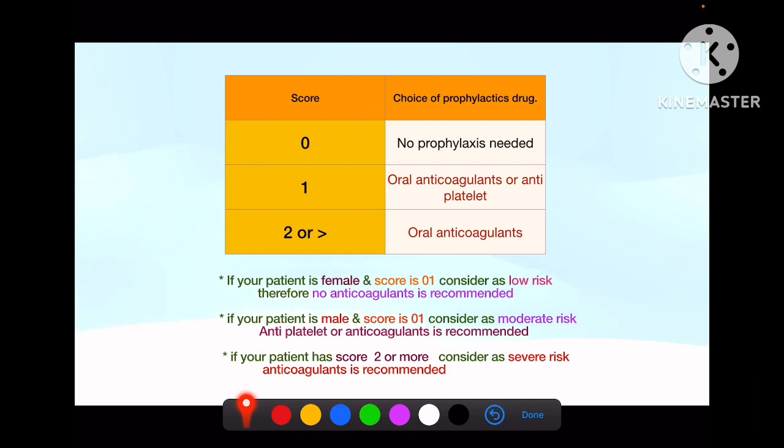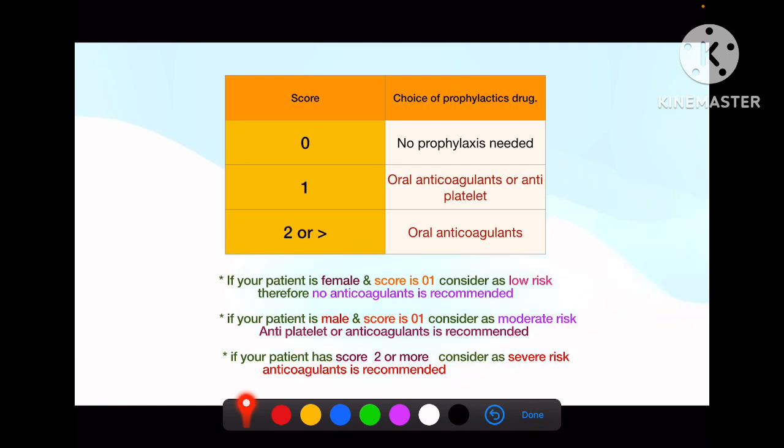It means if you have a female patient, and after you apply the CHADS score you get 1 point only because she is female, then you don't want to start the anticoagulant for that patient, as we consider low risk. But if your patient is a male patient with the same CHADS score of 1, we consider that patient as moderate risk, right? So then that patient is a candidate to start definitely antiplatelet or anticoagulant according to his status, right?